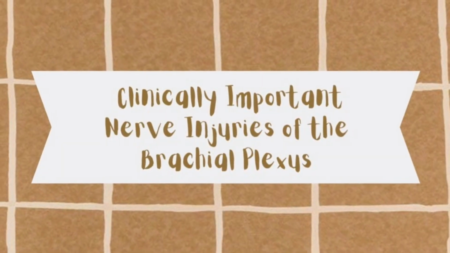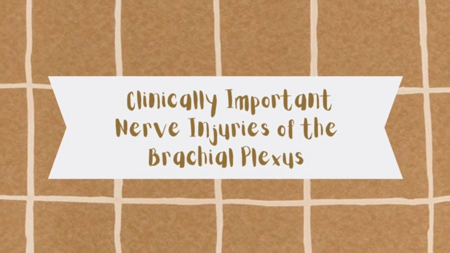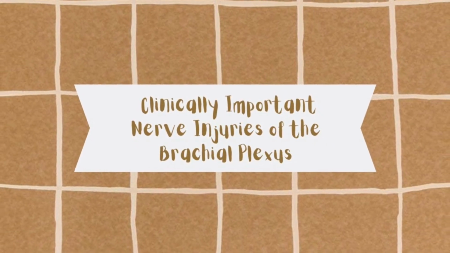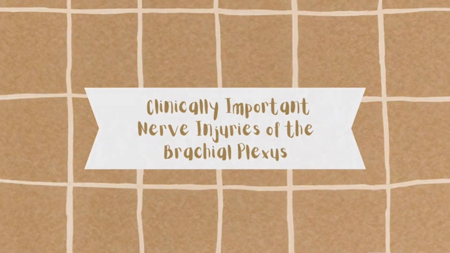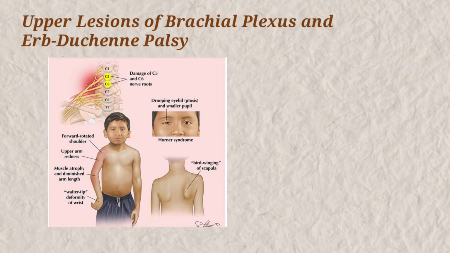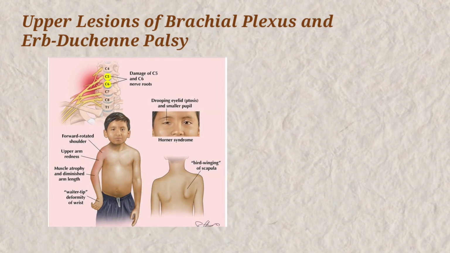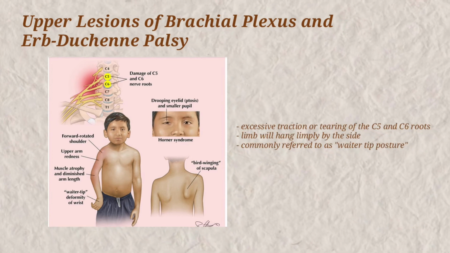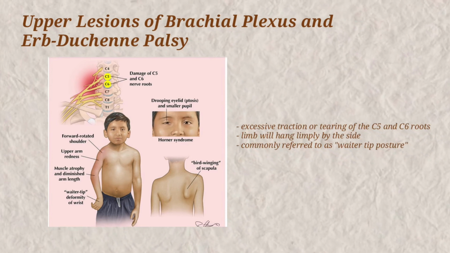It is also important to tackle briefly some clinically important injuries involving or related to the nerves of the brachial plexus. Let's begin with upper lesions of the brachial plexus and the Erb-Duchenne palsy. Erb-Duchenne palsy involves excessive traction or even tearing of the C5 and C6 roots.